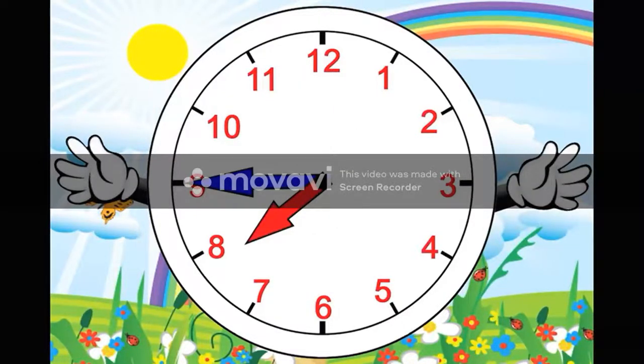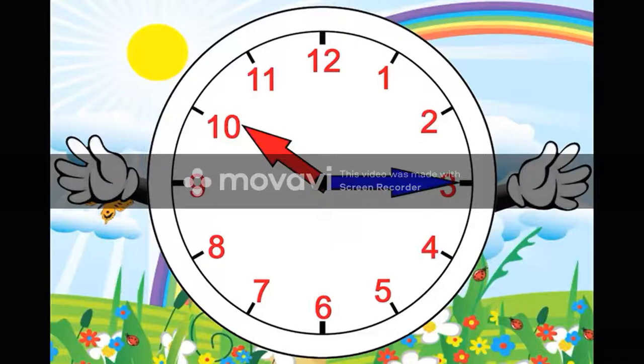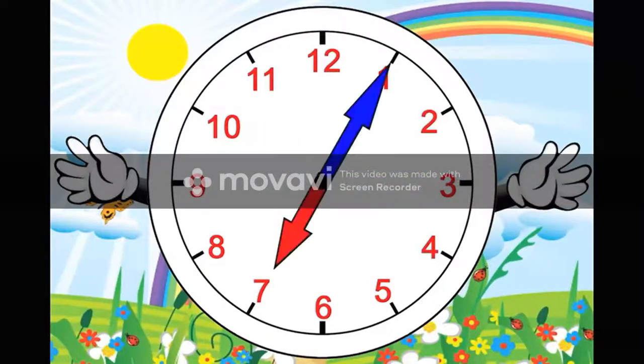What time is it? Yep, the hour is 7 and the minute is 45. It's 7:45. What time is it? It's 3:30. What time is it? It's 10:15.